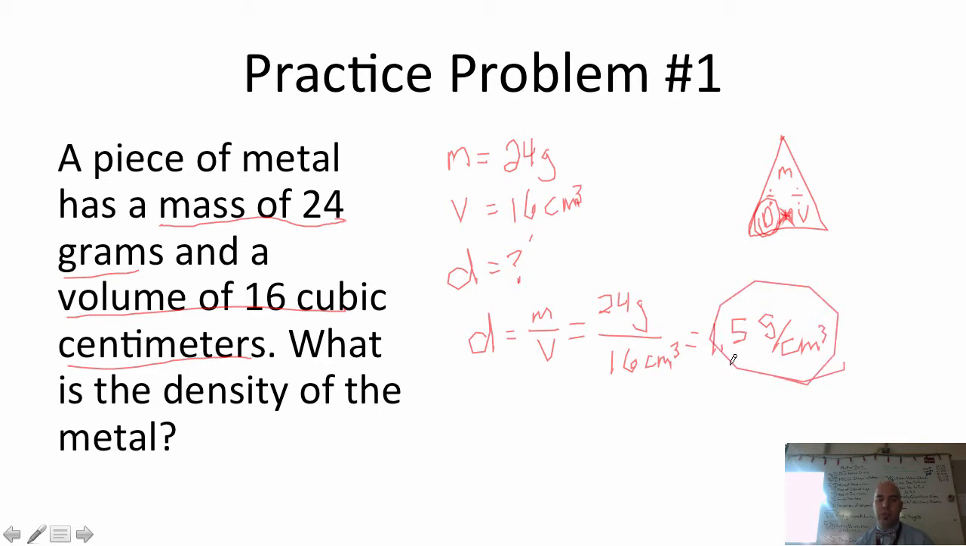So that's supposedly the answer right there. All right, so that's how we do density. Does anybody have any questions about how we do that? We just put both the grams and centimeters on there. Yeah, put grams per cubic centimeter.